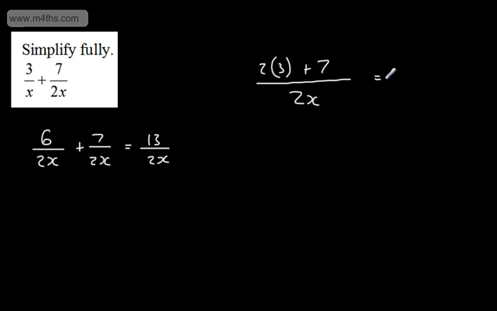This is another way of looking at it, which gives you 6 plus 7 over 2x, which is 13 over 2x. So this time, all we have now is a multiple of x in the denominator. Let's have a look at another one.